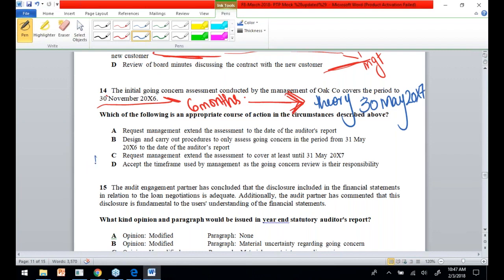Correct option was C. The management's current assessment covers 6 months till November. It should cover 12 months till 30th May 2007. All right. Next.